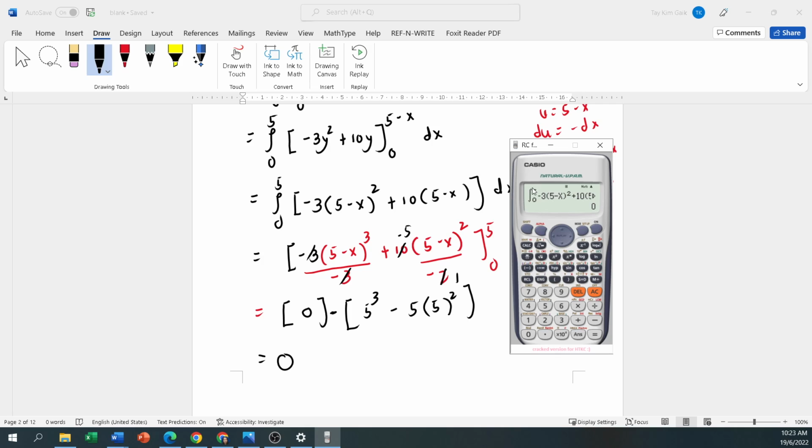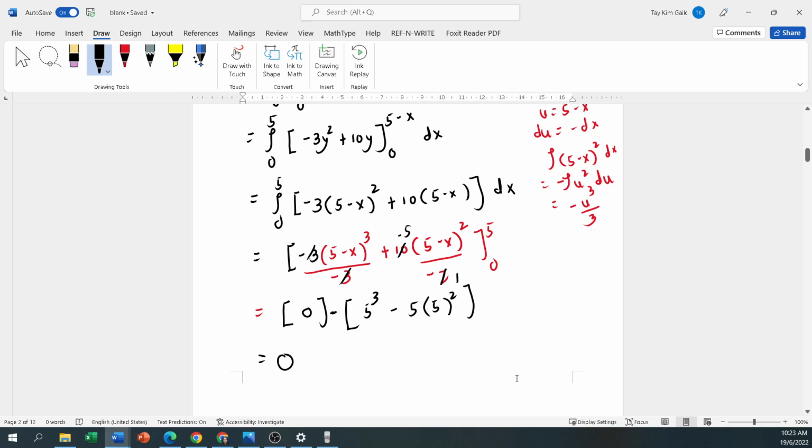This is directly using the calculator, you obtain 0, or you use the substitution technique. So this part, the same thing. So you see power 2, 5 minus x cubed divided by negative 3, power 2, 5 minus x squared divided by negative 2, because this one has negative x here. So du dx is negative 1. That's why you divide by negative. So any questions here?